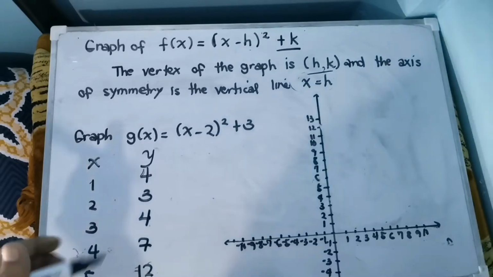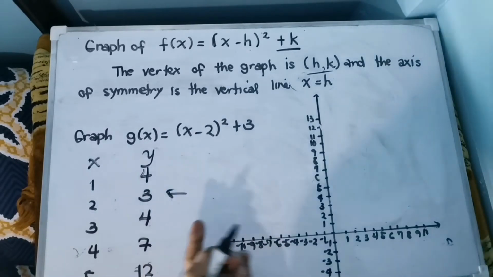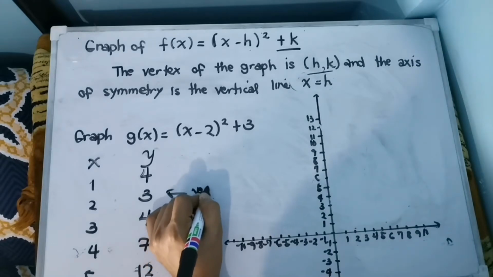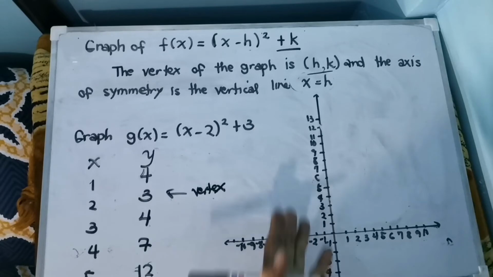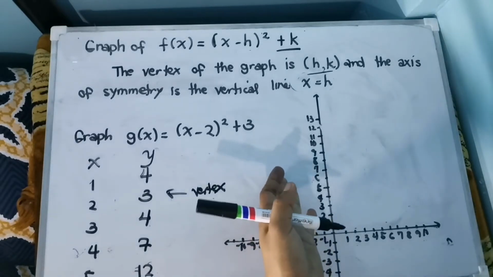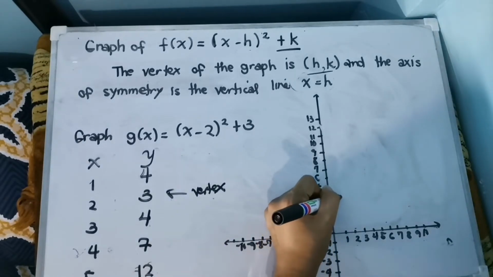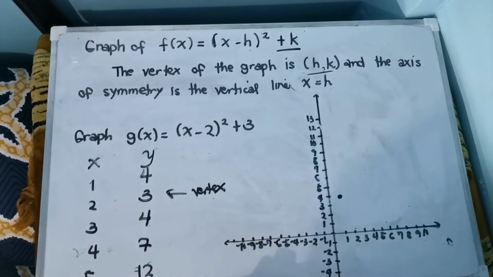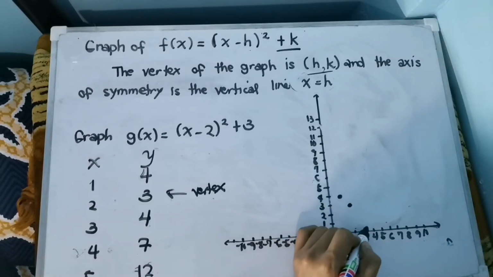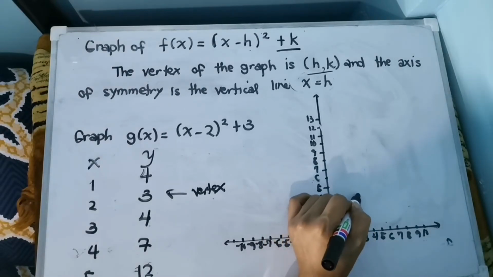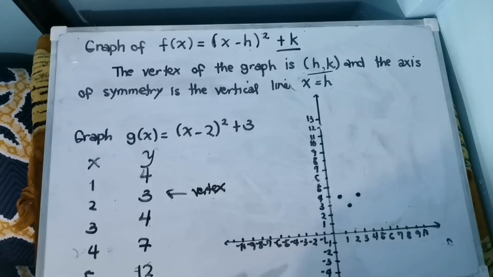So we're in, meron tayo ditong 5 ordered pairs. So sinabi natin kanina na h, k, ito yung ating pinaka-vertex. Okay, so let us plot each point on our Cartesian plane. So we have here 1, 4. And then we have here 2, 3. We have here 3, 4. And then we have here 4, 7.